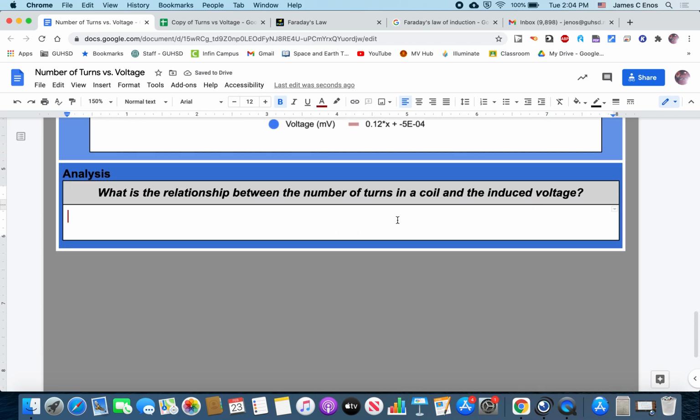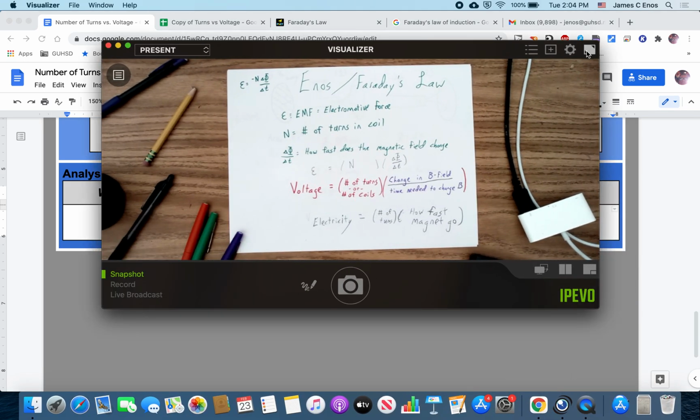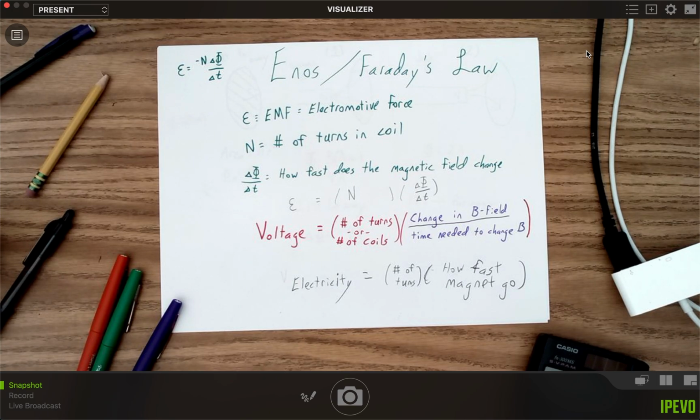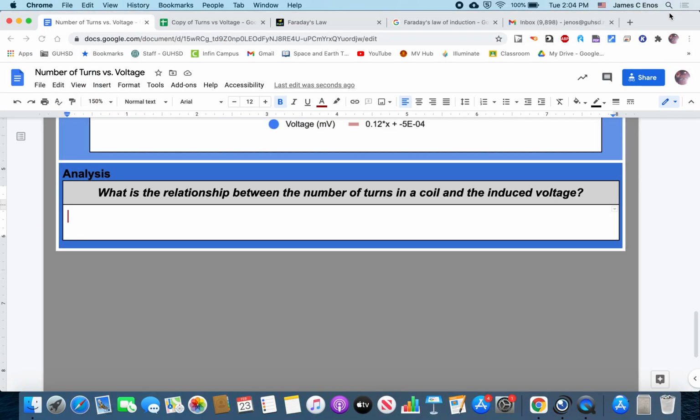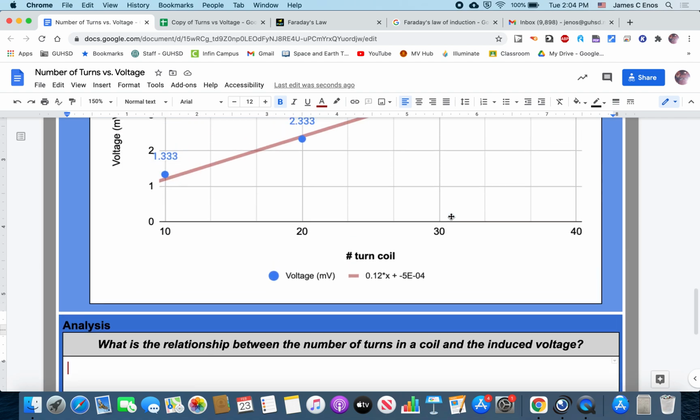Then I get asked, what is the relationship between the number of turns in a coil and this induced voltage? This is where I'm going to remind you to check out that video where I asked, what is Faraday's law? That's where I really try to get to this voltage, where we get electricity because we have a number of turns and the magnet goes fast. The faster the magnet goes, the more electricity you get. The more turns, the more electricity. We're going to be able to use that relationship in this experiment. So you've got to tie this together and make it so the relationship is fully explained.